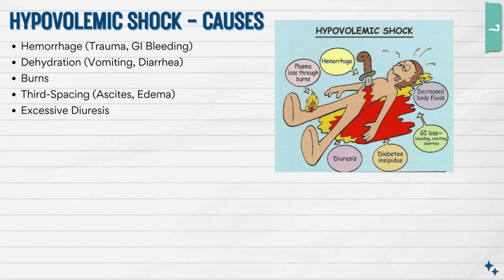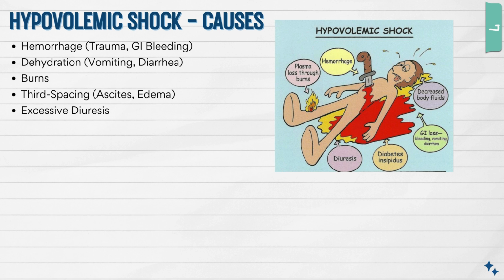The common causes include hemorrhage, which is bleeding out from trauma, or gastrointestinal bleeding, like a GI bleed. Some of the other big causes are dehydration due to excessive vomiting or diarrhea, which depletes the fluid volume in your circulatory system. Burns are another one. We're going to talk a little bit more about burns in the emergency nursing trauma module, but with burns, you lose a lot of fluids really quickly, plasma specifically. And then also third spacing. Remember, third spacing refers to the fluid shifting from the vascular space to the interstitial space, like ascites and severe edema.